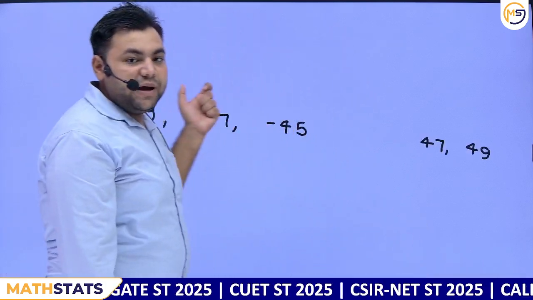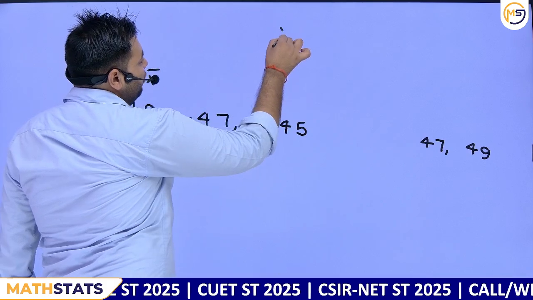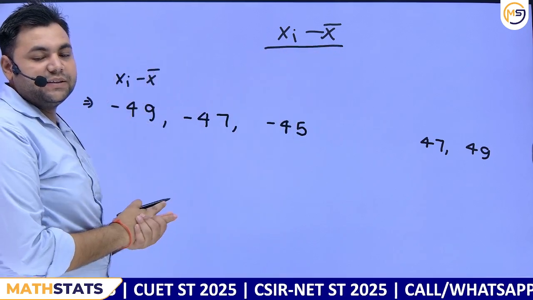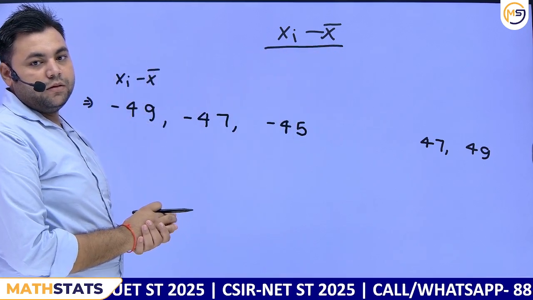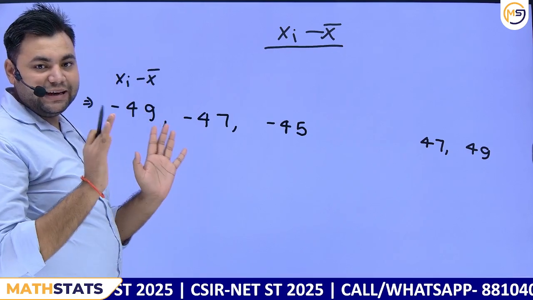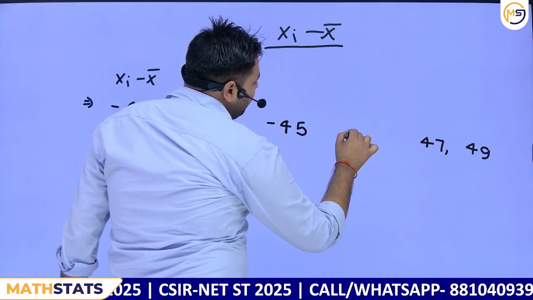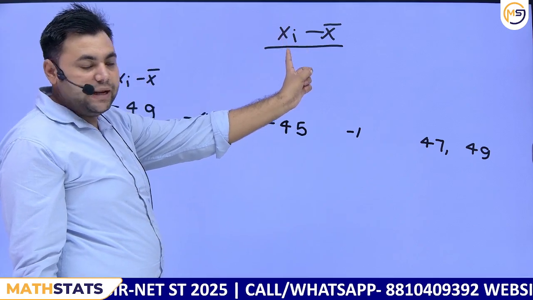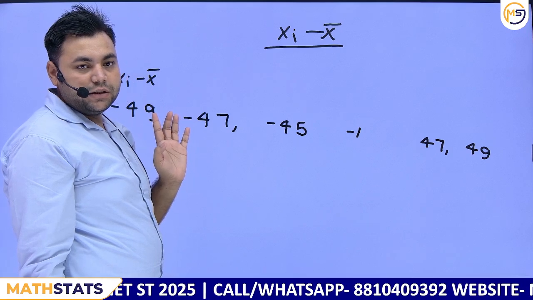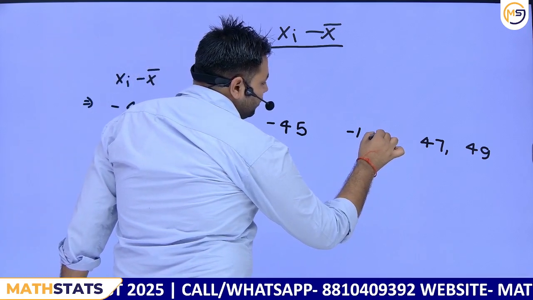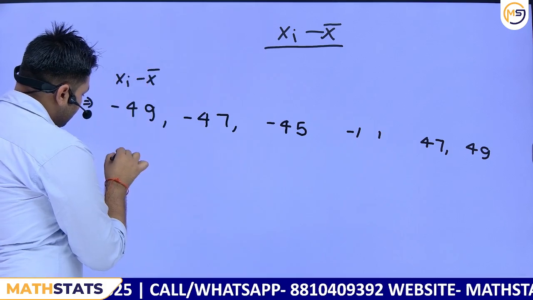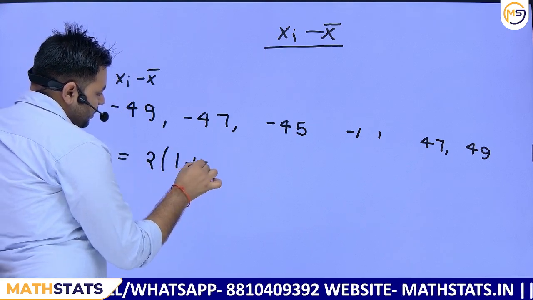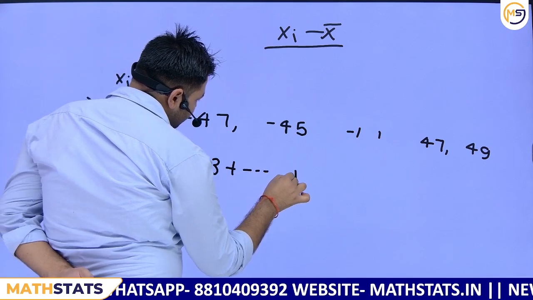So what is the minimum value of this deviation? Anyone? What is the minimum value of this deviation? Minus 1, right? Minus 1. And when is the value minus 1? When we take xi equal to 49, then the value is minus 1, right? So here also one value is 1. So when you add these, you add 2 into 1 plus 3 plus and so on plus 49, right?